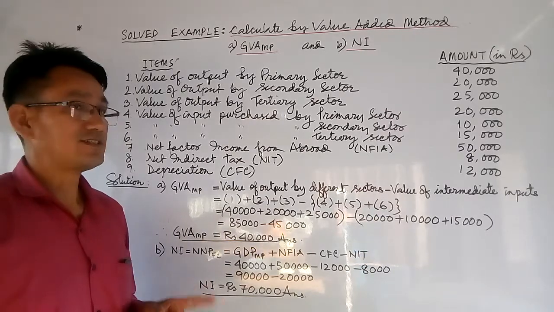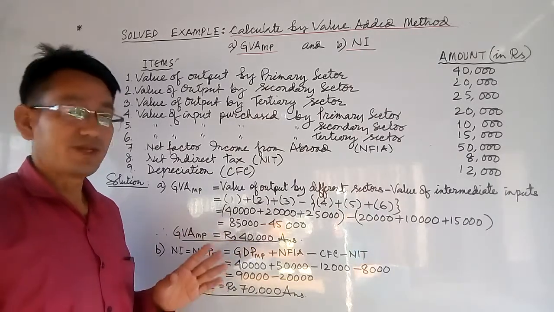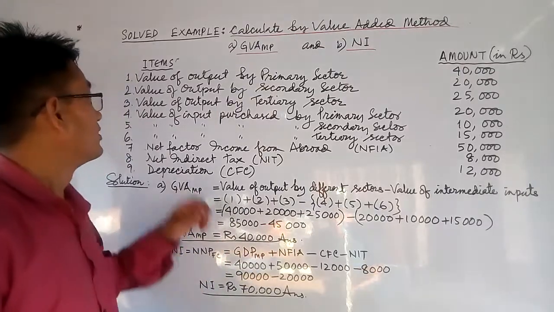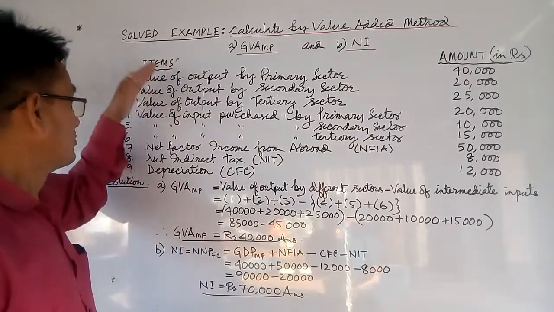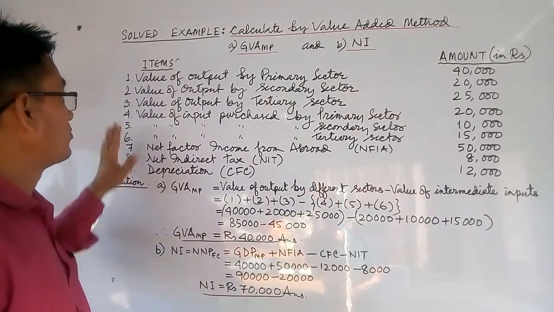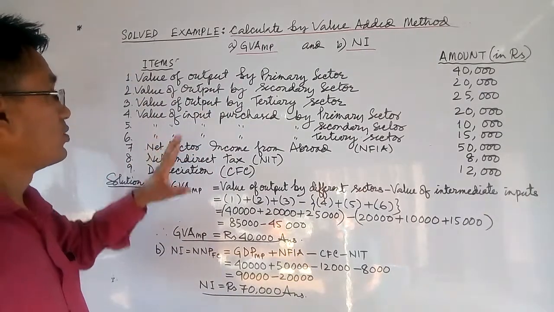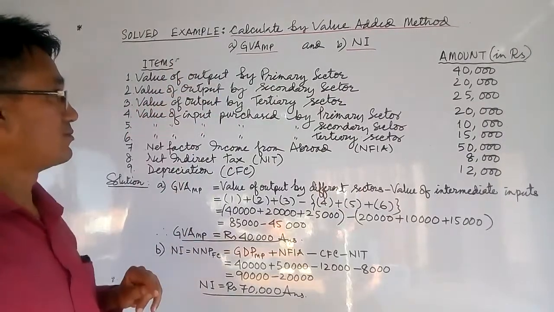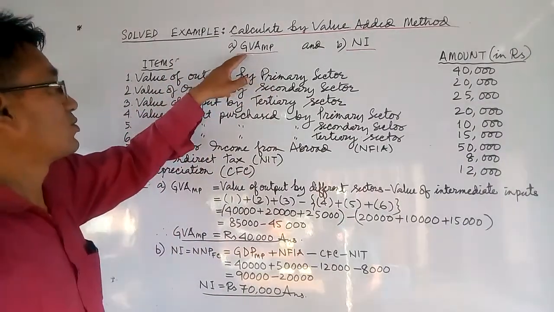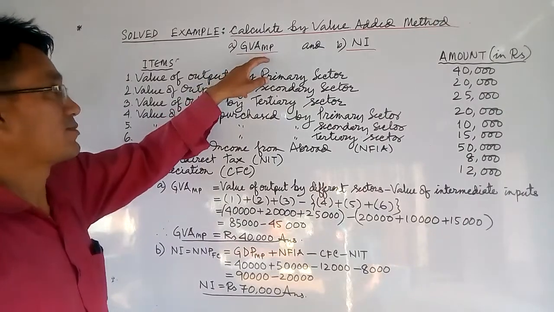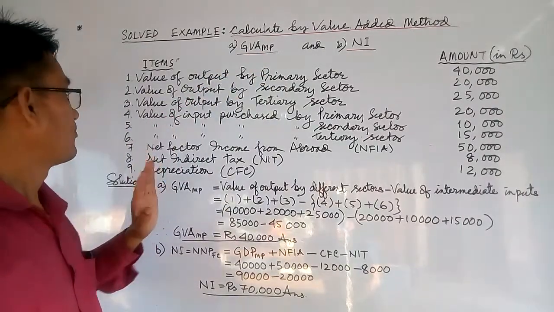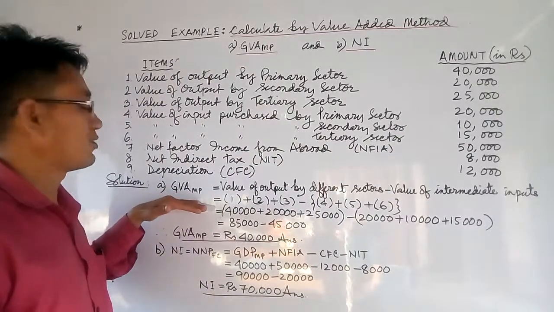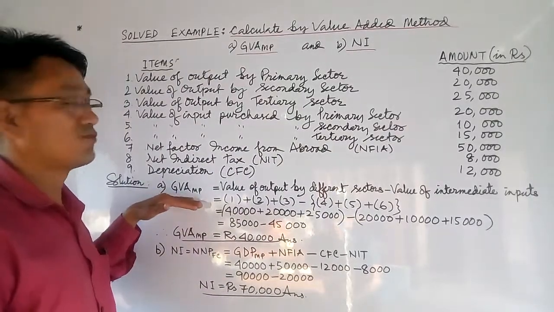Now let us take a numerical example. I have just solved one and I'll explain it. The items given are numbers 1 to 9. From these given items, we have to calculate national income and gross value added at market price. For finding gross value added at market price, we know the formula.